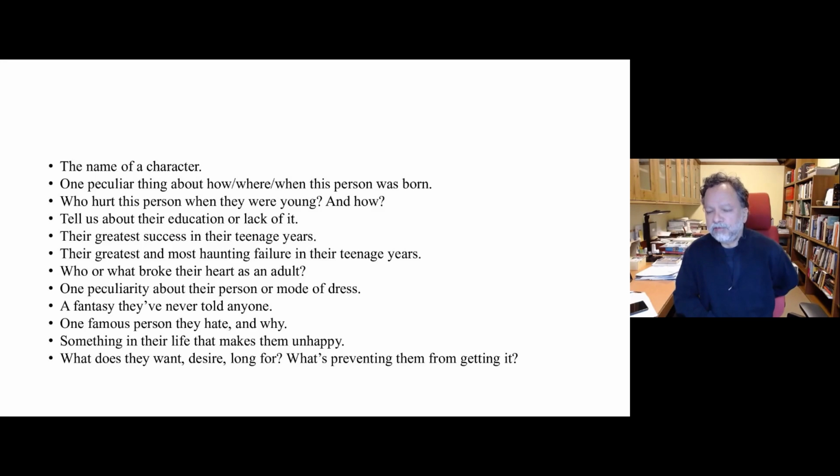So what do you do with peripheral characters? Obviously, you don't have enough space to make them full of contradictions and give them as much backstory or history as your protagonist and your antagonist. Well, this exercise also becomes interesting and useful in that, to the degree that you're able to say one peculiar thing about how or where this person was born, something interesting about how they dress or their body, that helps the reader imagine this, right?